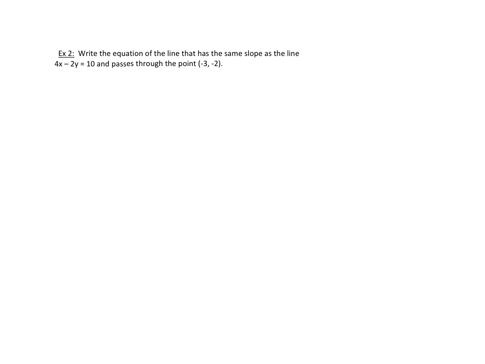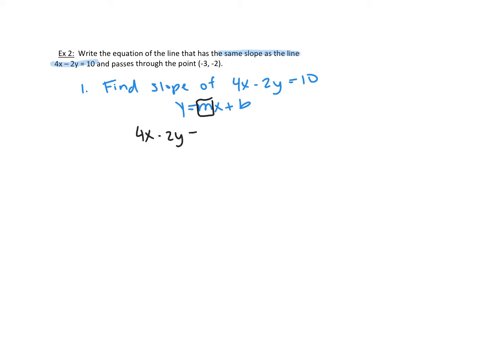So I'm going to start with the part that says that it has to have the same slope as the line 4x minus 2y equals 10. And that's going to be my first step, to find out that slope. So I'm going to find the slope of 4x minus 2y equals 10. And remember, from Friday, we're going to do that by isolating y, by getting it into y equals mx plus b. And remember that the slope is the coefficient of x. It's the m value.